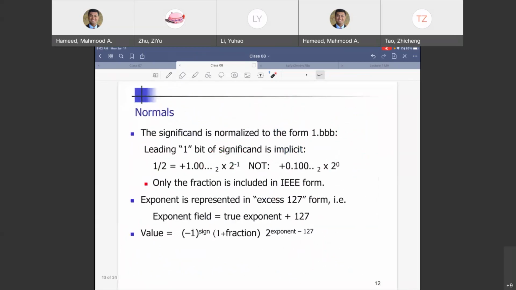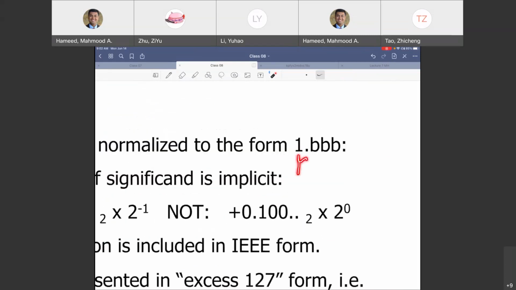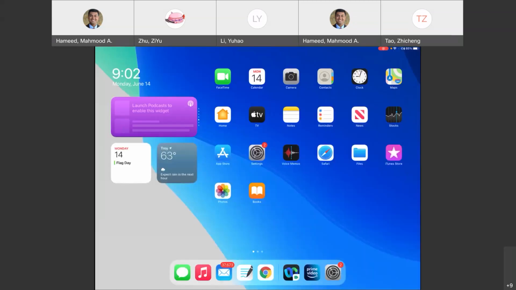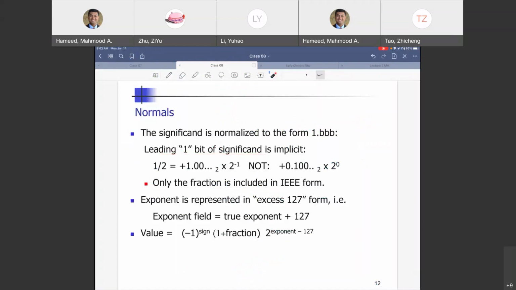All right, let's move on here to normals. What do normals mean? Normals mean 1 dot whatever. Right? So normals have the most significant bit to the left of the binary point as 1. After the binary point, you have all the fraction bits. So if you see a 1 there, to the left of the binary point, you know it's a normal. The leading one of the significand is implicit. Why? Don't need to write that 1 because I already know it has to be a 1.